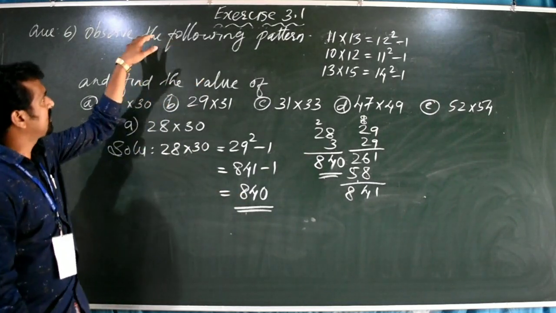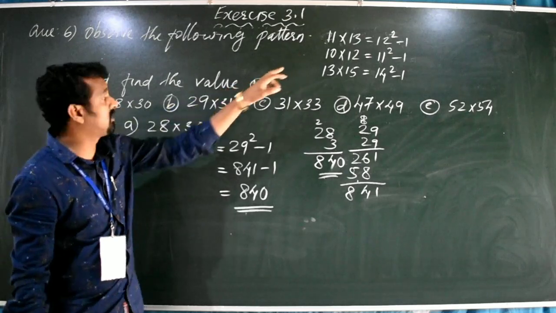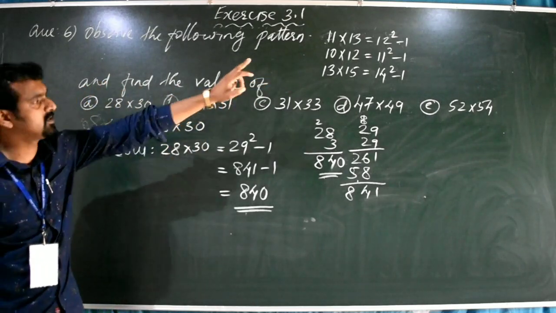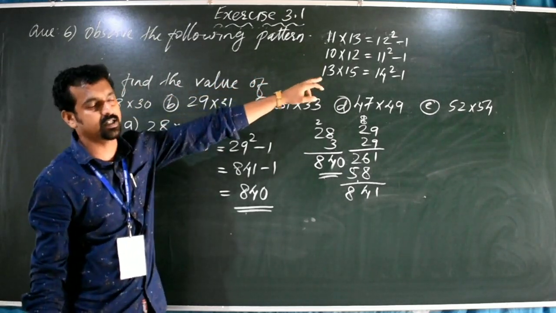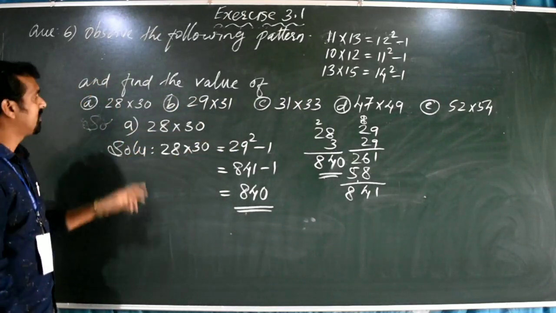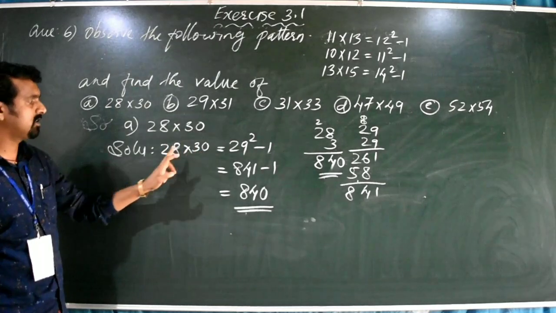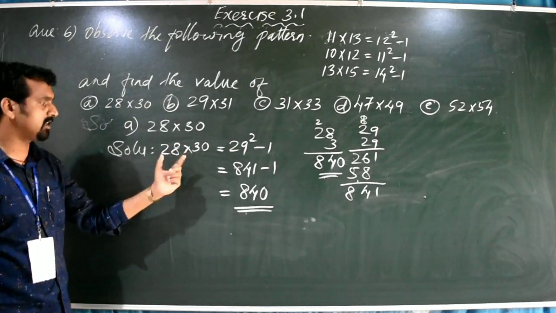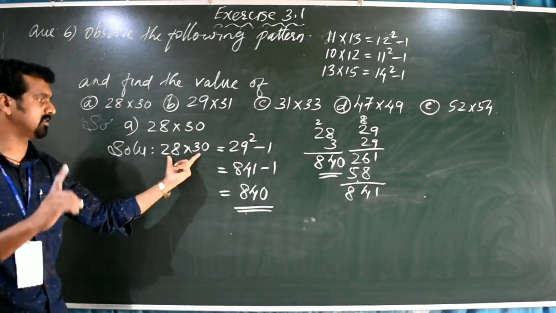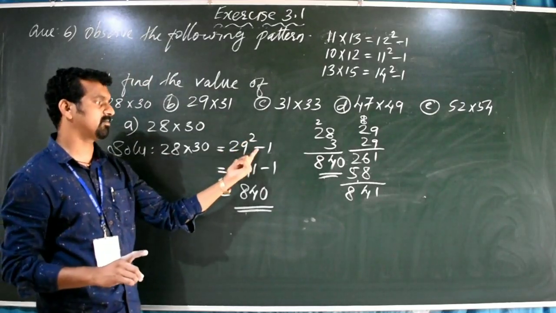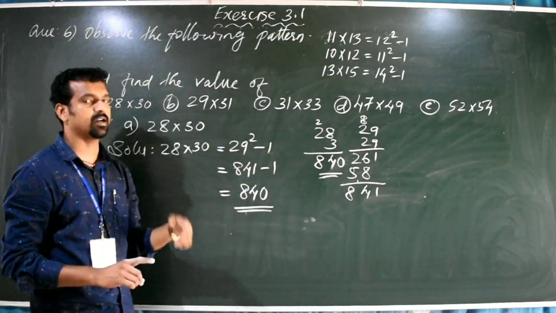But here the question says observe the following pattern and find the value of the following. That means we have to use that pattern to find this product. That is why, for 28 into 30, the next number is 29. In between the two numbers, one number is 29. So you find its square, subtract 1, then we will get the answer.